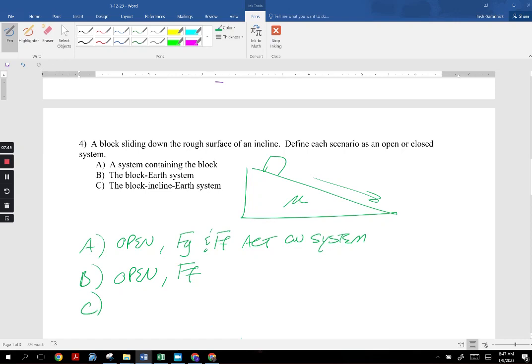C, it's everything. It's the block, it's the incline, and it is the Earth. So are there any forces outside of those three things acting on the system? The answer is no, so that is a closed system.